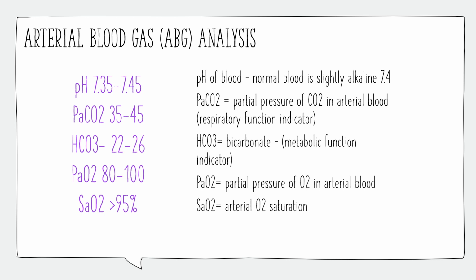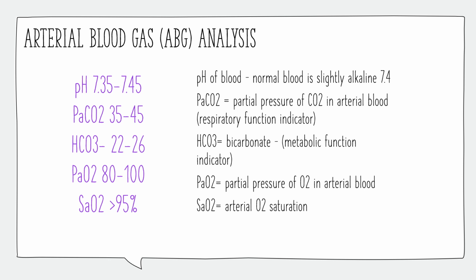Your PaCO2 is your partial pressure of carbon dioxide in the arterial blood. This is a good respiratory function indicator, right? So you're going to look at your CO2 when you're looking at respiratory function, and HCO3 when you look at metabolic function. But a normal CO2 is 35 to 45.